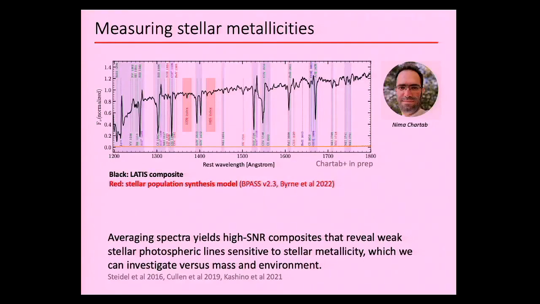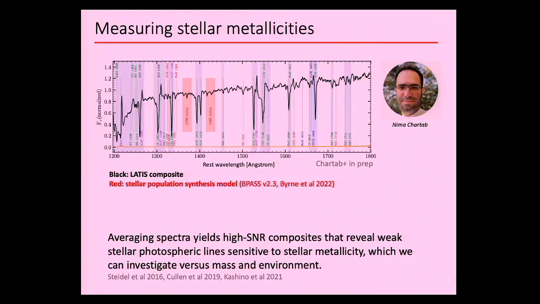Nima has started to do this in the context of measuring the metallicities of galaxies. So this is a composite spectrum, and you can see that all of the strong features here, which are covered with the bands, are arising from interstellar gas. But there are a number of weaker features that you see in red that are arising from the hot stars of these galaxies and are sensitive to the metallicity, and so therefore we can measure the metallicity as a function, for instance, of the mass in the environment.